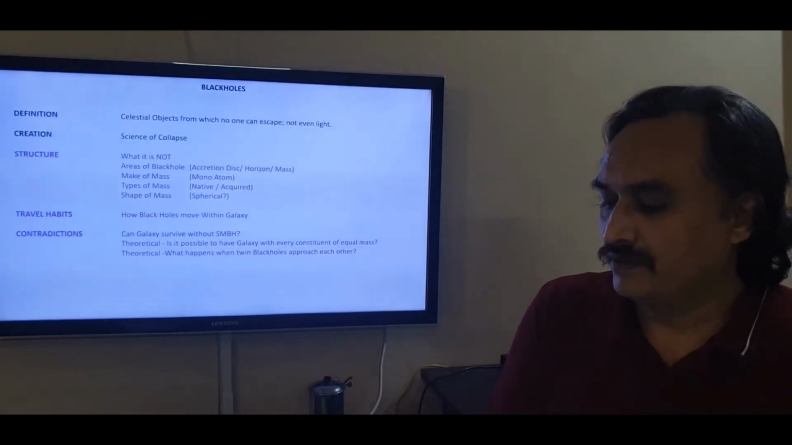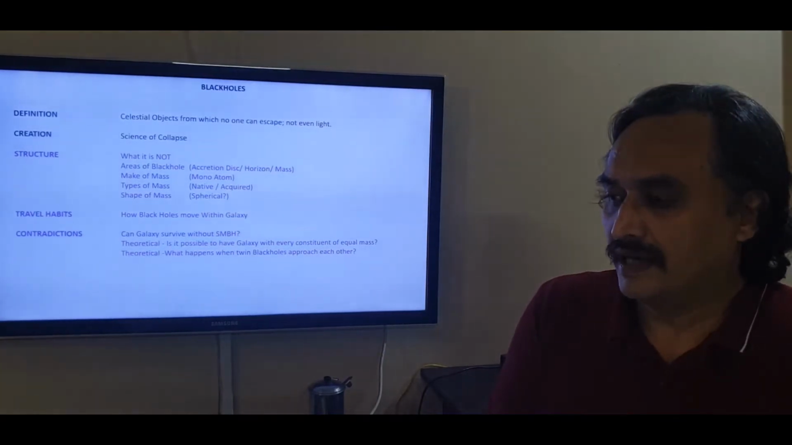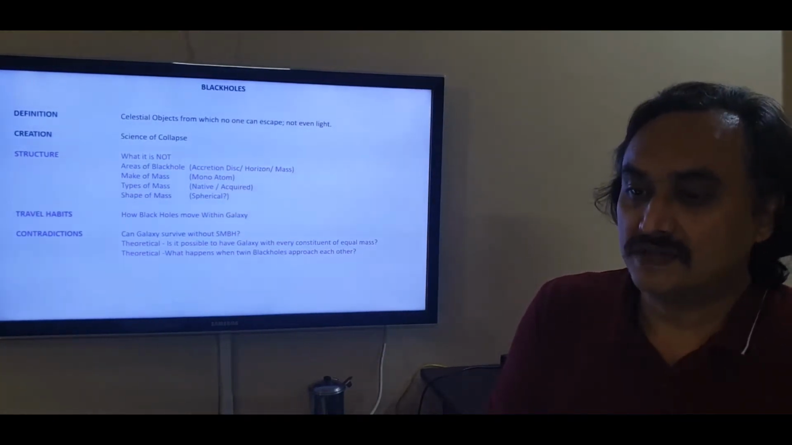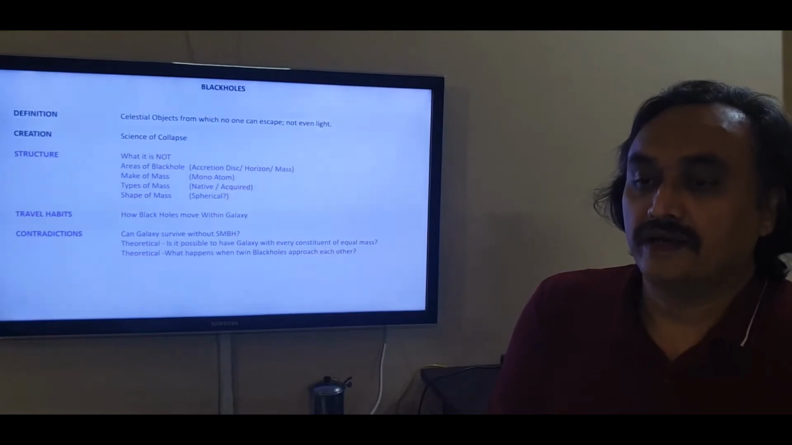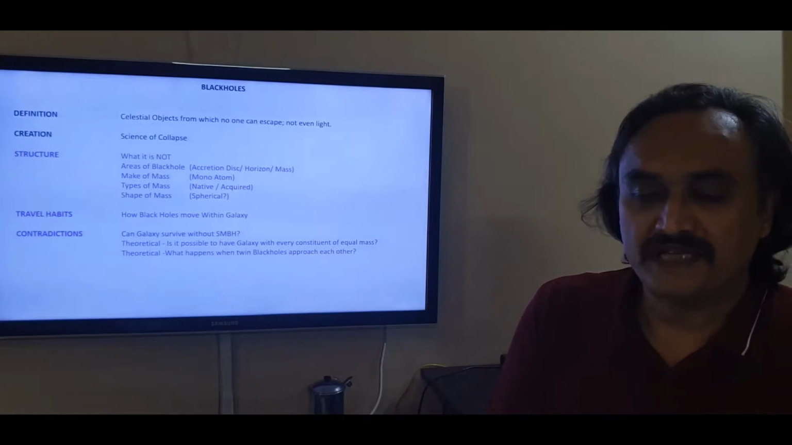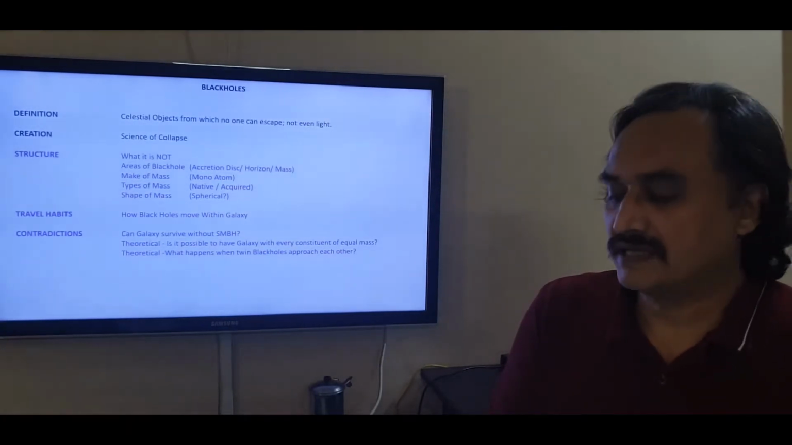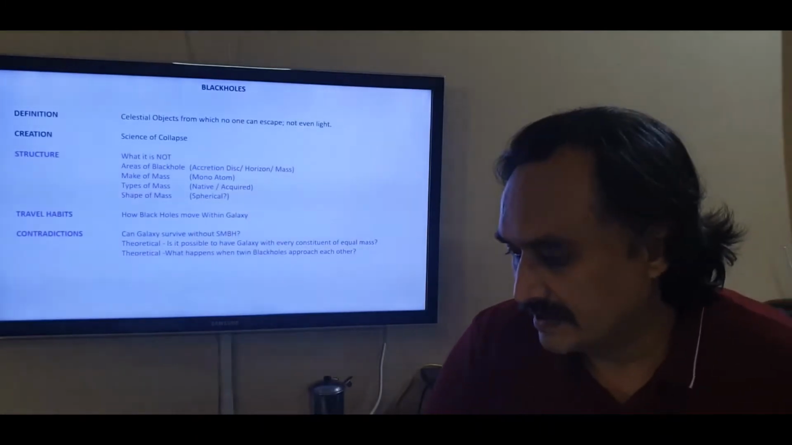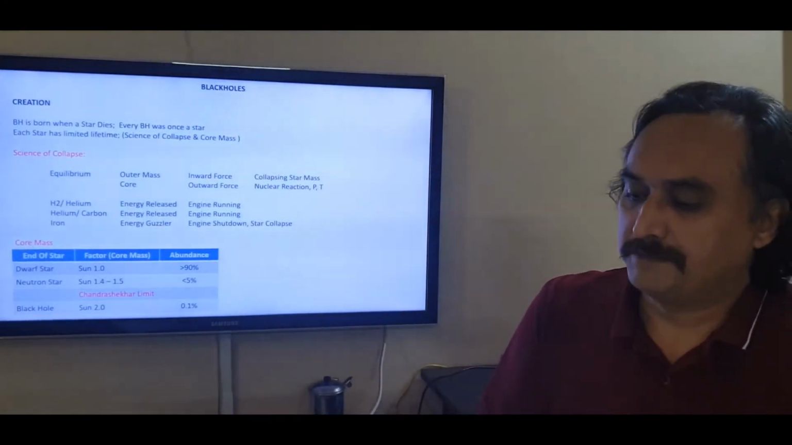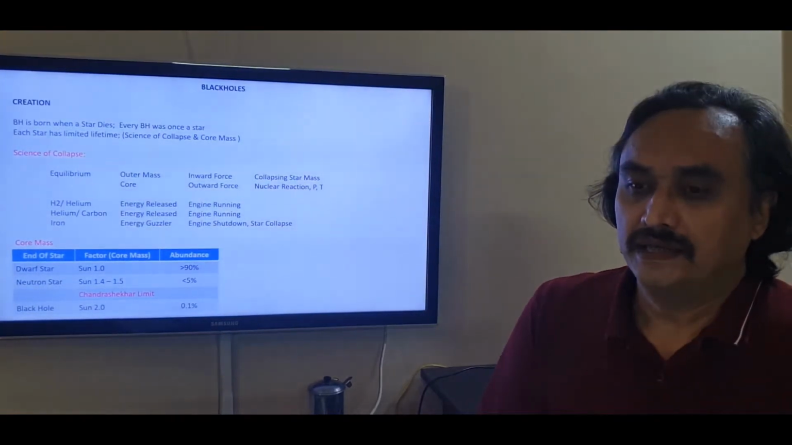Then we will take a few theoretical conditions wherein we will try and show that the classical model of the universe fails to accept such kind of a model. But when it comes to spacity or the Manthan model, we will be able to explain such kind of theoretical galaxies. So let us go to the first part, which is how black holes are created.